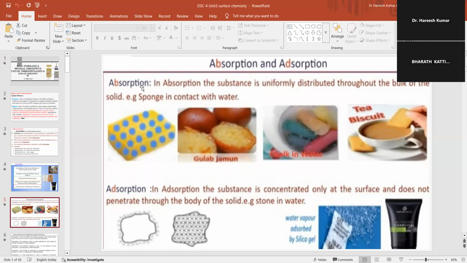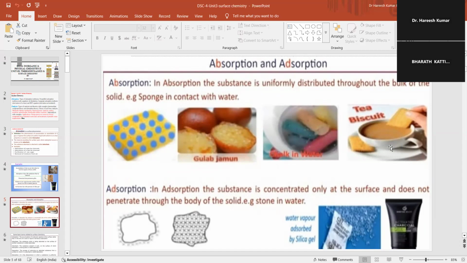So absorption means the substance is uniformly distributed throughout the bulk of the solid. For example, a sponge in contact with water. That means water penetrates into the sponge, so water is present throughout the sponge uniformly. One more example is gulab jamun. Here also sugar moieties are present throughout the sample. And chalk in water: water penetrates into the chalk, that means water is uniformly distributed.